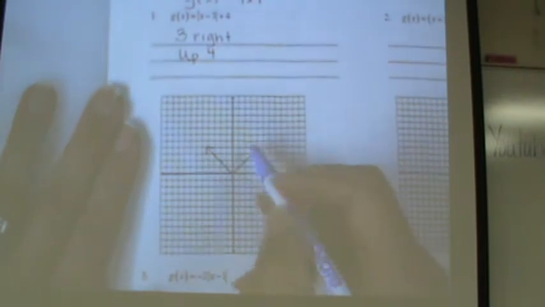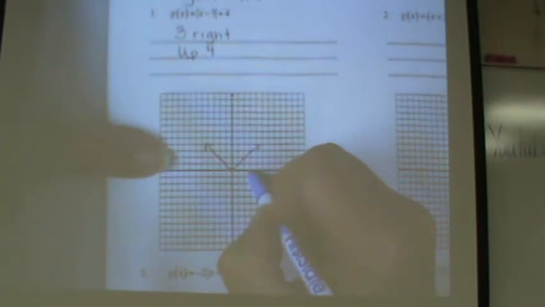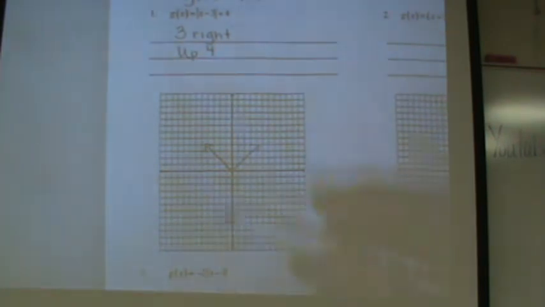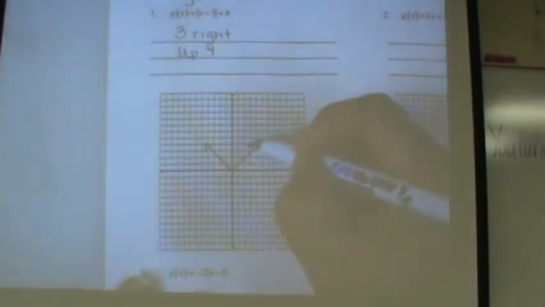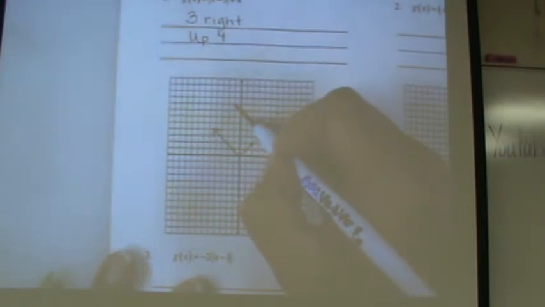it would be a V like that. And the transformations are 3 units to the right and up 4. And that's easy to graph. You can take each of these points and go over 3, 1, 2, 3, and up 1, 2, 3, 4. So right there, I'm going to use a different color. Right there, we're going to go over 1 and up 1 in both directions. And that's the graph.